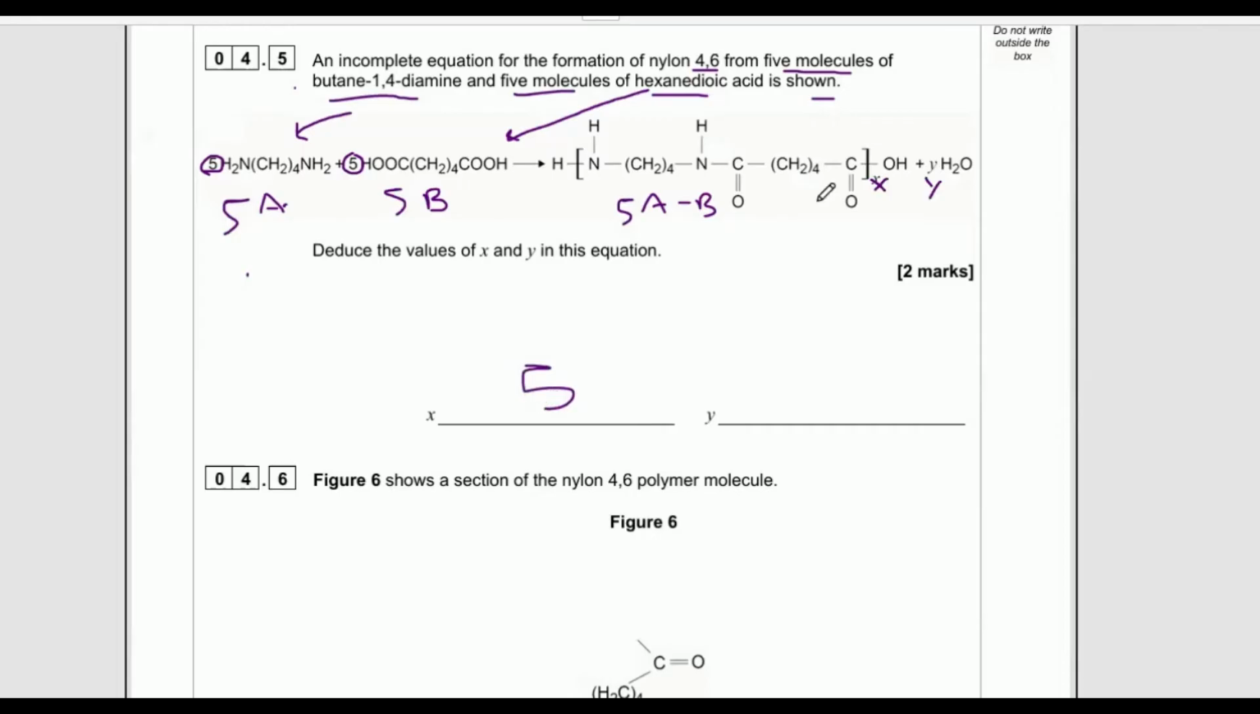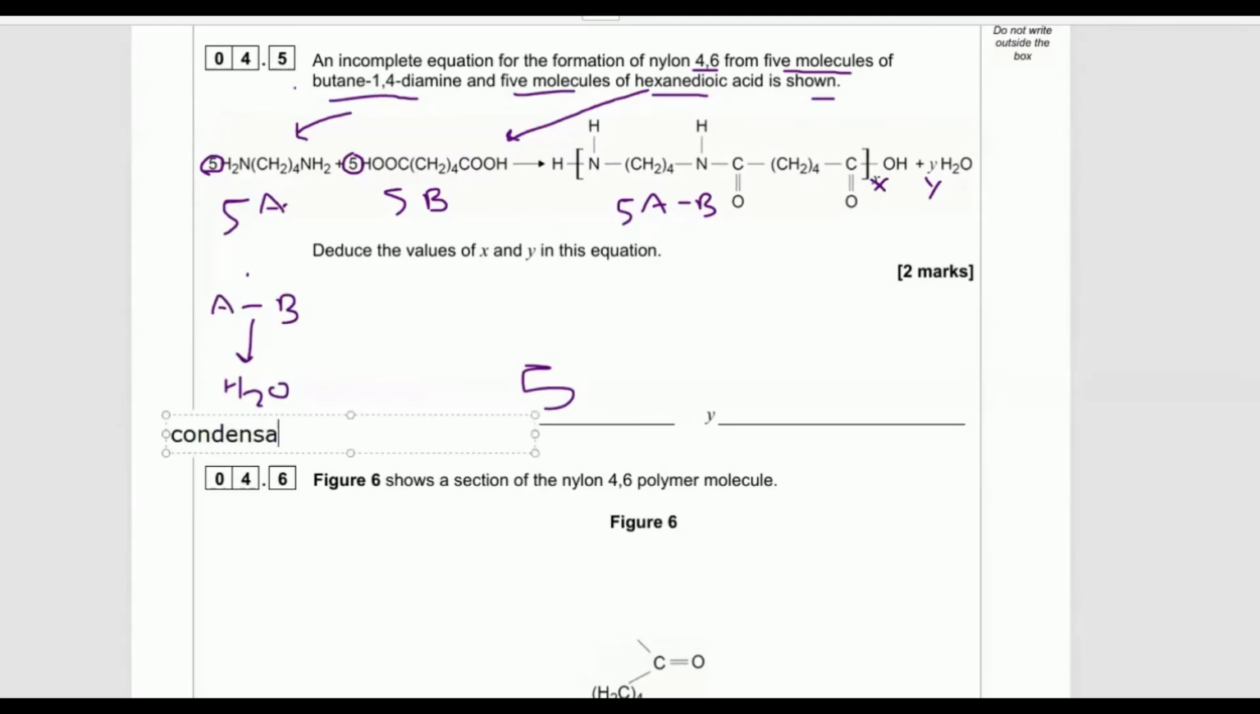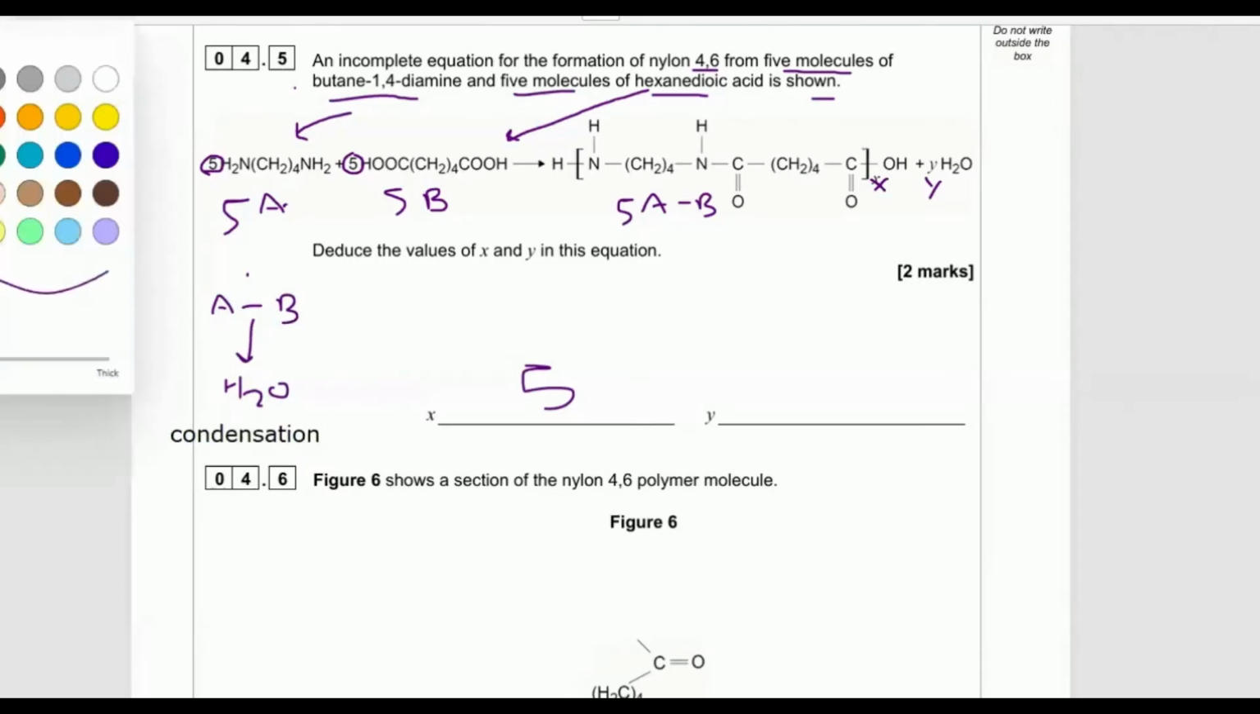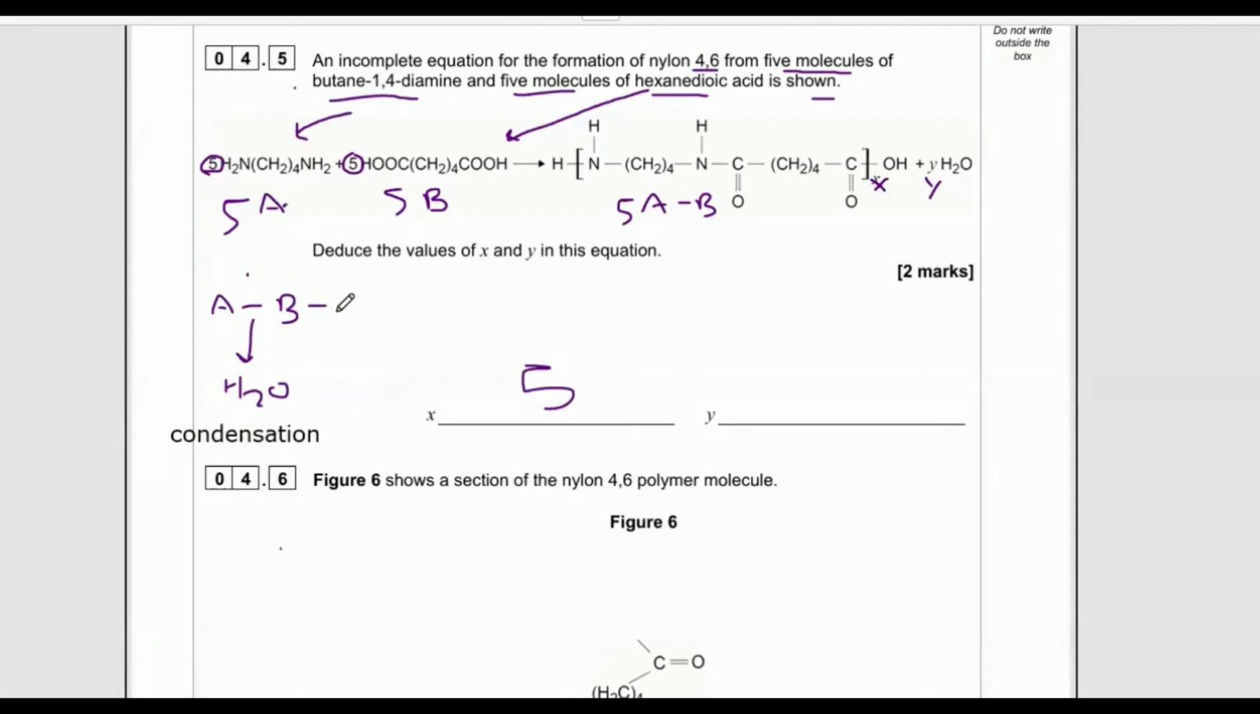And then when we look at Y, what is Y? Y is a molecule of water, and that comes off in a condensation reaction when any of these polymerizations happen. So all I need to do is add 5 A's and B's and all the bonds and then count how many water molecules have come off. So let me just count out 5 A's. The A's stand for butane-1,4-diamine and the B's hexanedioic acid. They're the 2 reactants. We've got 5 of each. So just to make sure I've got 5 A's. Yes, I've got 5 A's.